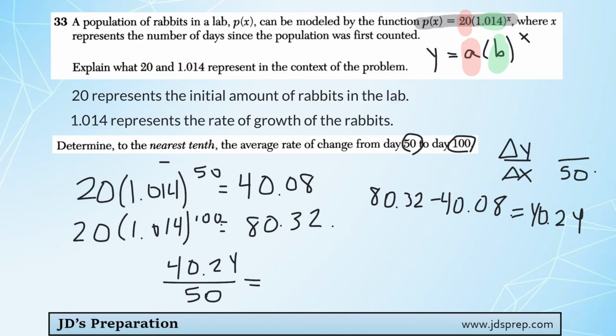And we're rounding to the nearest tenth. We would get 0.8 as our rate of change. And so in the context of the problem, that means there's 0.8 rabbits being added to the lab per day.